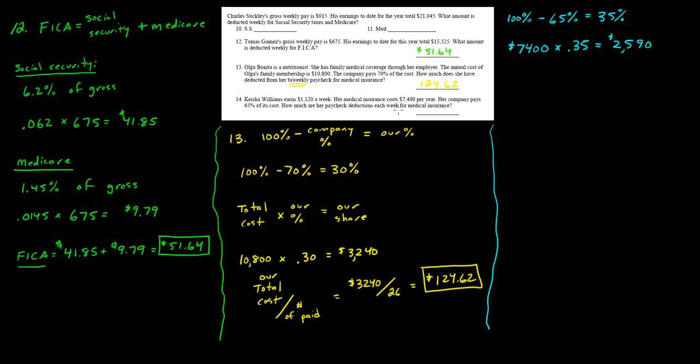But we want to know how much is taken out per paycheck if we are paid each week there. So 52 weeks in a year. So I'm going to go 2590 divided by 52. And that's going to leave me with the amount that's taken out of each paycheck, which is $49.81.